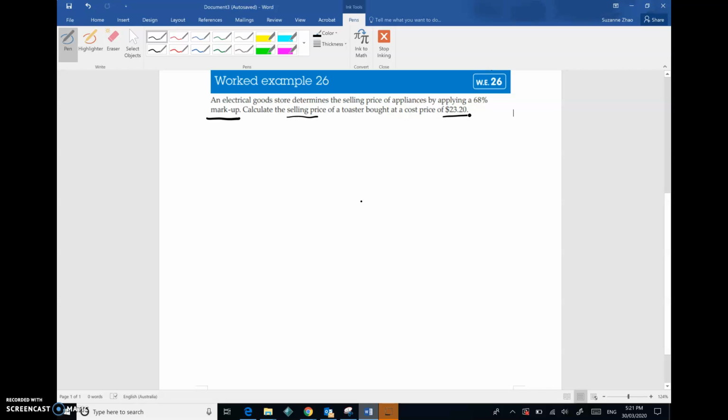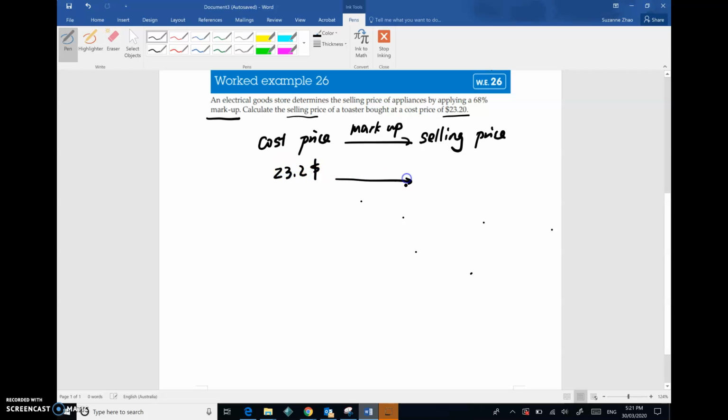What does that mean? So a cost price will have an increase or markup, and that becomes the selling price. Okay, so basically that's what it means. The cost price of $23.2 increased by applying a 68% markup, then gives the selling price.